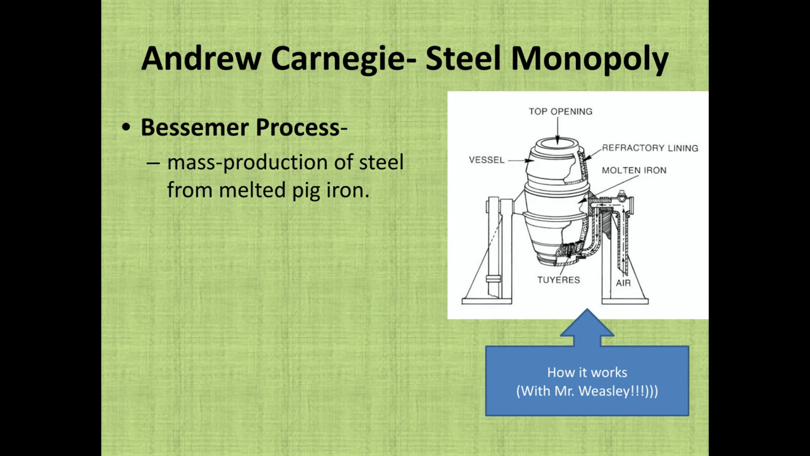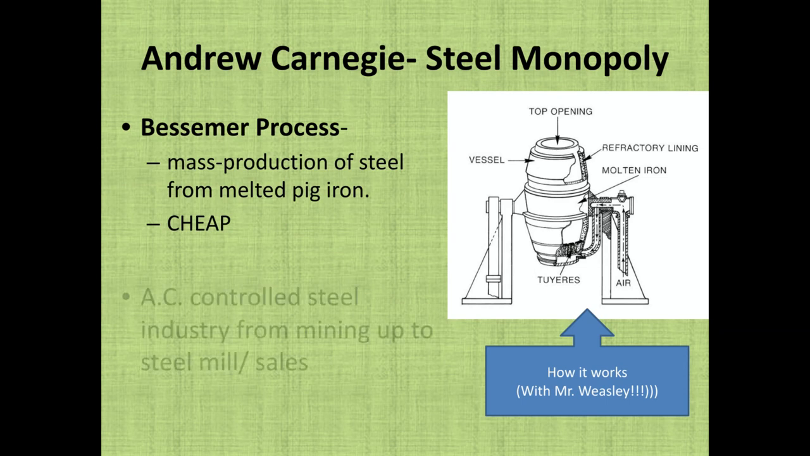But the Bessemer process was used. What it's going to do is make steel cheap. Before this process, steel was very expensive. After this process, it becomes cheaper. Andrew Carnegie is going to take full advantage of this, and he's going to control the steel industry. And not only is he just going to control his own company, but he's going to try to control everything from the mining of the iron ore all the way up to the actual making of the steel and the selling of the steel. So Andrew Carnegie is going to create this monopoly by controlling all aspects of the steel industry.